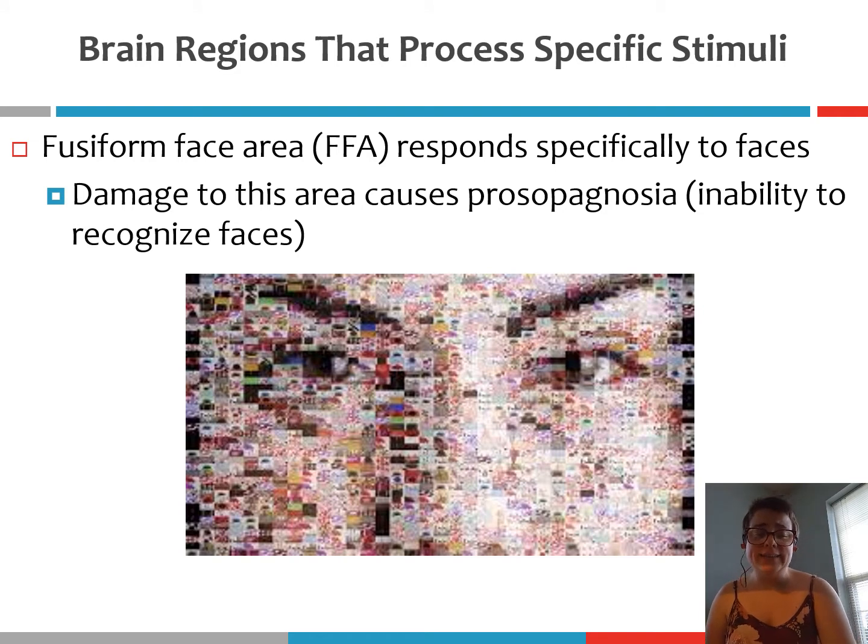So collectively, the fact that people who damage this region of the brain are no longer able to recognize faces, and the fact that it shows increased brain activation when we're viewing pictures of faces, seems to suggest that yes, the fusiform face area is in fact specialized for perception of faces. But that's not the whole story.